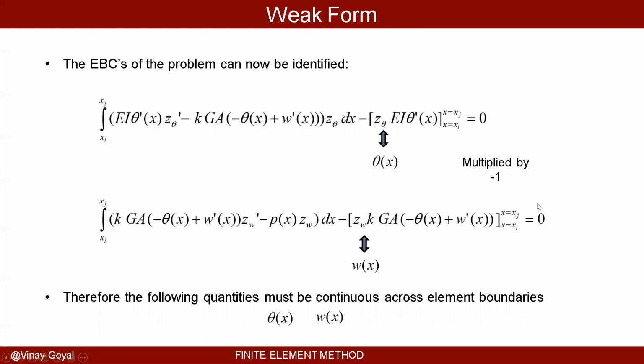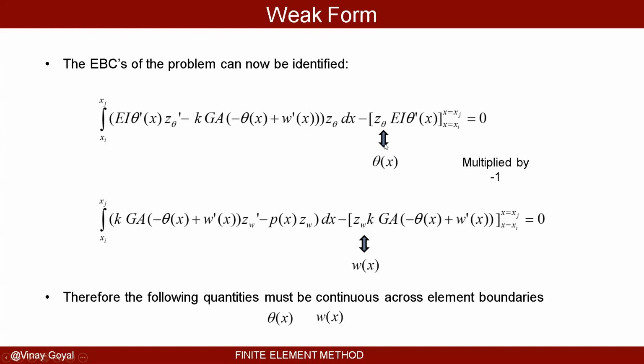That second equation now, I have a zw there. Think of that as w of x. And anything specified in w becomes an essential boundary condition. Notice in Euler-Bernoulli beam theory, w and w prime were the essential boundary conditions. In Timoshenko theory, w and theta are the essential boundary conditions. Anything specified in w and theta are the essential boundary conditions.